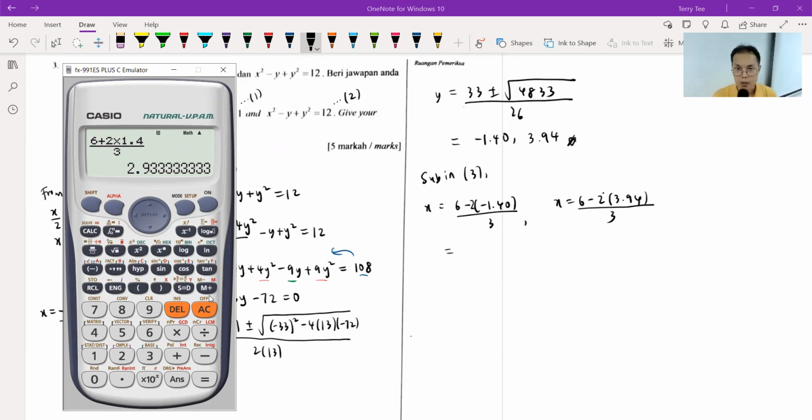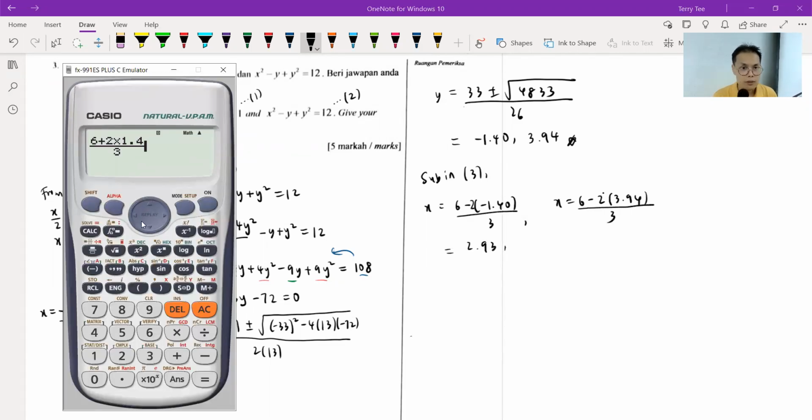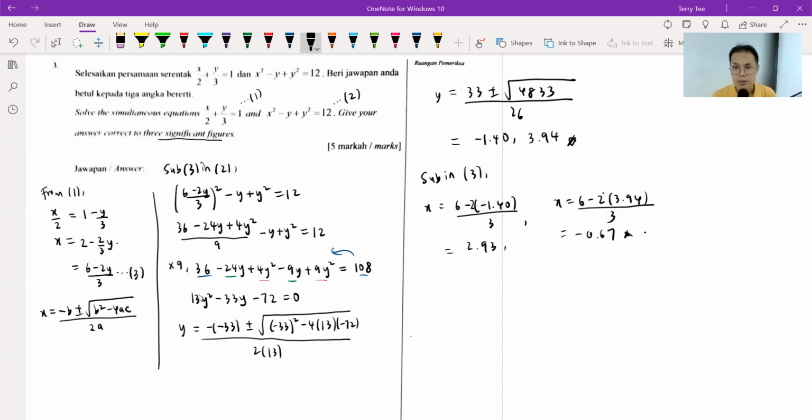2.93. Okay, the second answer, I will take this and let me just change it to 3.94. This one is actually a minus 2 times 3.94. But previously, because of double negative, I just typed it in as positive. Okay, so this will give us negative 0.627. All right.